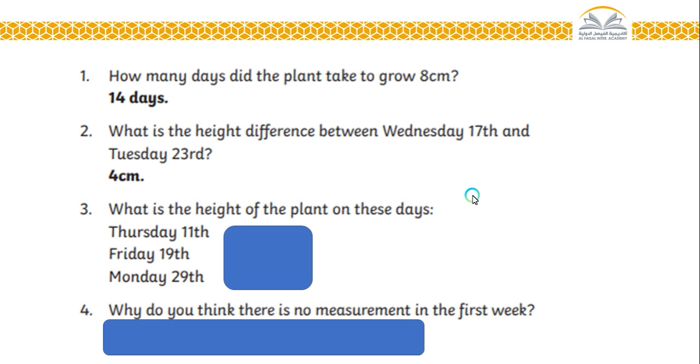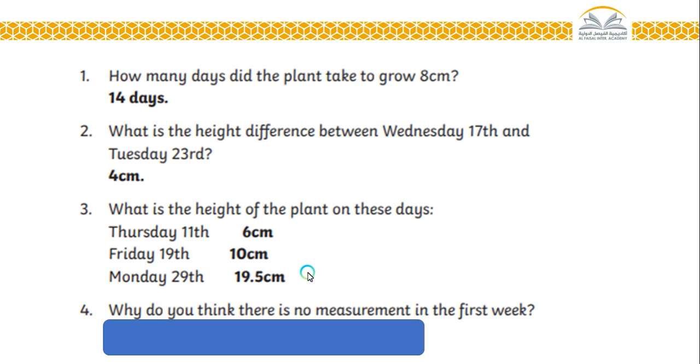Now, what is the height of the plant on these days? What is the height of the plant on Thursday 11th, Friday 19th, Monday 29th? If you check the line graph very well, it gives you these values: 6 centimeters, 10 centimeters, and 19.5 centimeters.